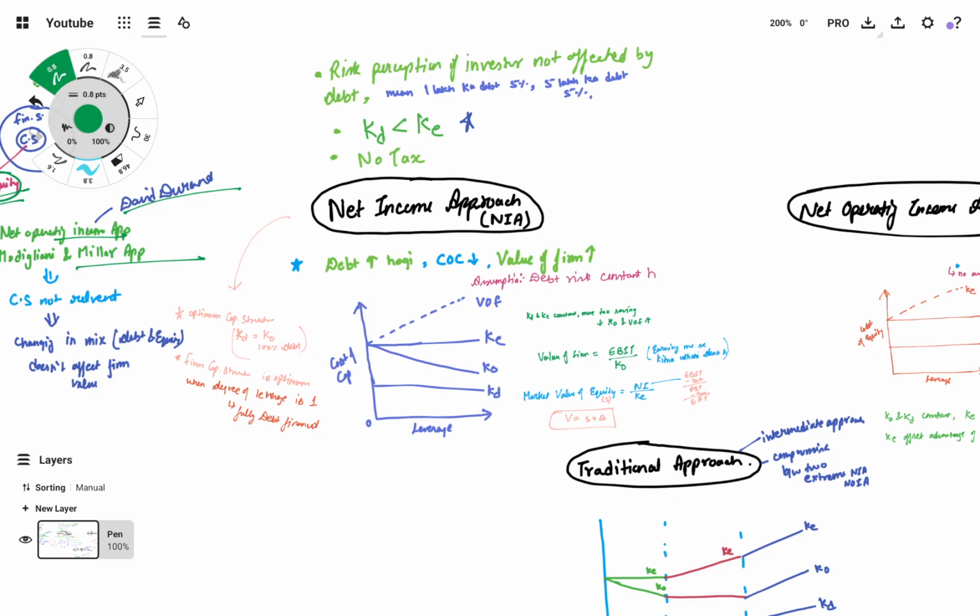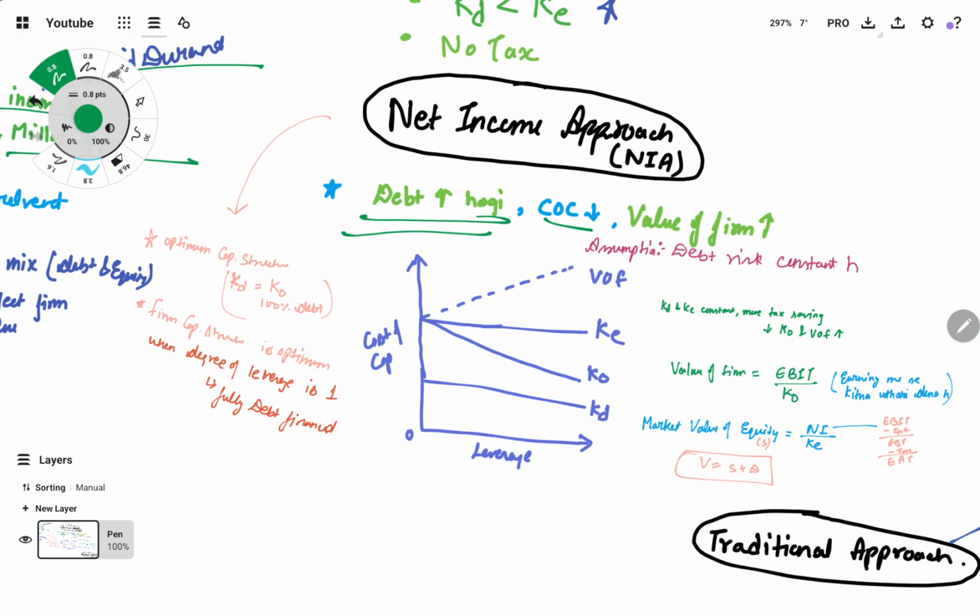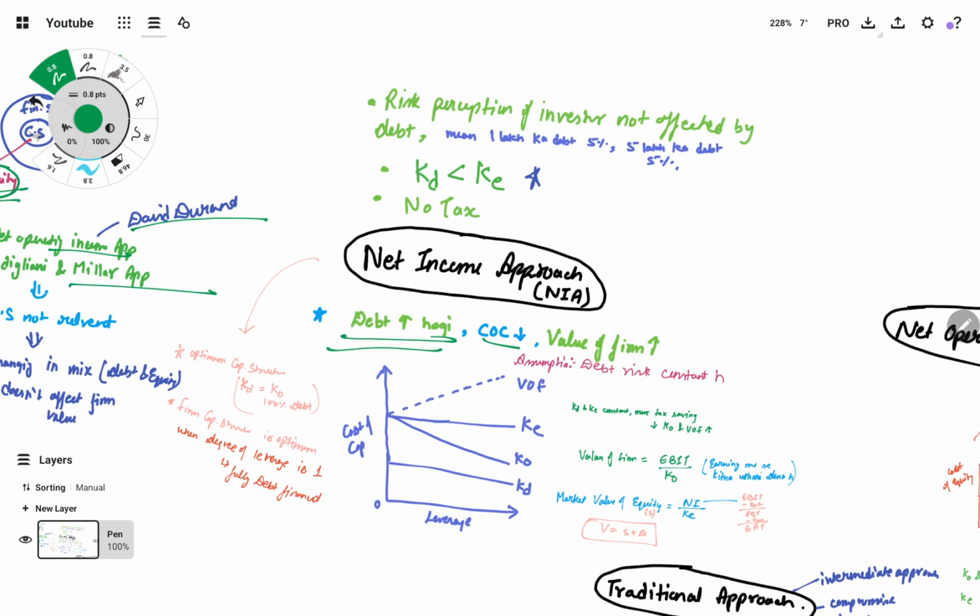Now let's start. What do you mean by net income approach? What it says is that if you are increasing your debt, the cost of capital will reduce because you are taking cheap debt, and your cost of capital will reduce initially up to a point, and the value of the firm is increased. So what are the assumptions of this approach? The most important assumption is that cost of debt is less than cost of equity.